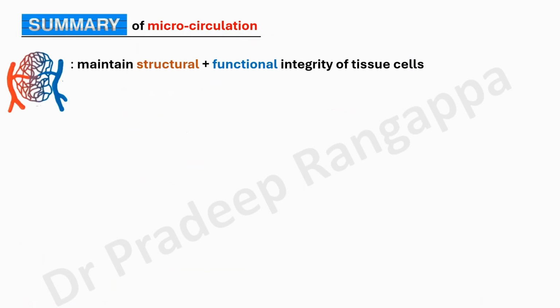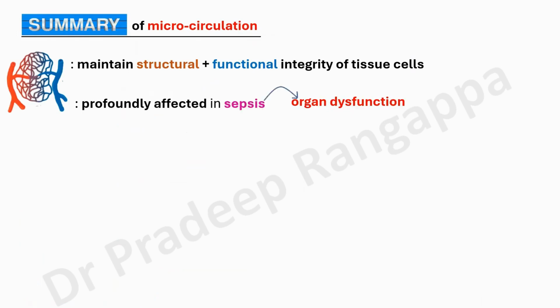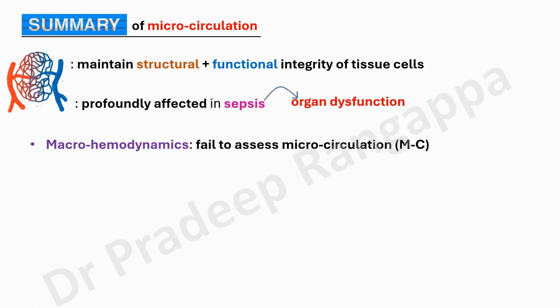So the summary of microcirculation, my friends: our capillary unit, which is a representative of microcirculation, maintains the structural and functional integrity of tissue cells, and they do get profoundly affected in sepsis. Microcirculation at a capillary level does get profoundly affected in sepsis, which leads to organ dysfunction. And macrohemodynamics, which we so much believe in, which is systemic arterial pressure and cardiac output and so forth, fail to assess microcirculation. So just because you have optimized cardiac output, just because you have optimized the systemic arterial pressure or MAP, and you have looked into the volume status, they fail to assess microcirculation.